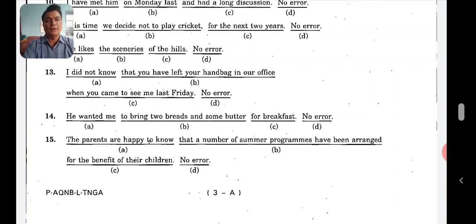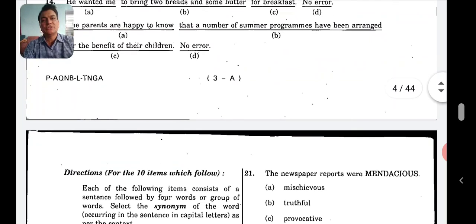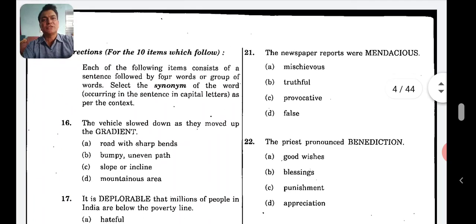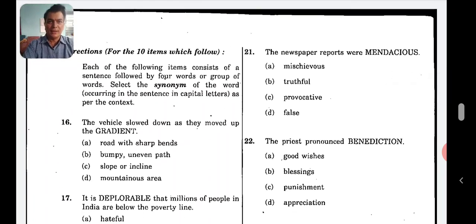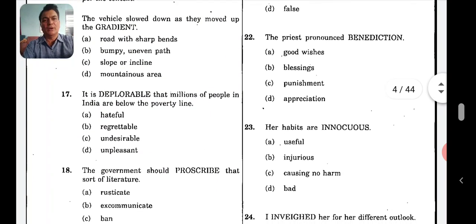Now the 15th one. The parents are happy to know that a number of summer programs have been arranged for the benefit of their children. Is there any error there? There is no error. So the answer is D, no error. Let's go to the 16th one. Here it's a synonym. The vehicle slowed down as they moved up the gradient. And what is the synonym of gradient here? Slope or incline.